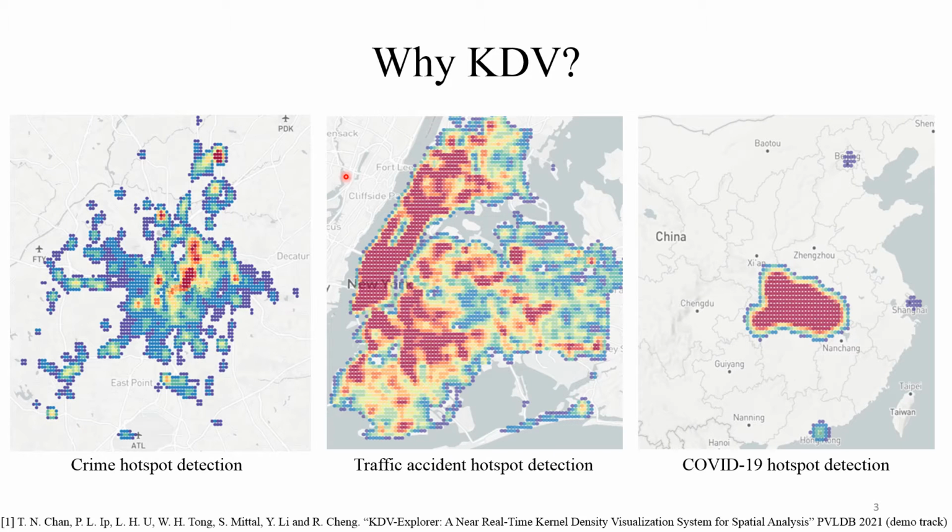Now, let's talk about some representative applications of KDV. The first one is crime hotspot detection, which I've mentioned before. Here it shows the crime hotspot map in Atlanta, USA. The second one is the traffic accident hotspot detection. Here it shows the traffic accident hotspot map in New York City, USA. The third one is disease outbreak detection. Here it shows the distributions of COVID-19 cases in China.